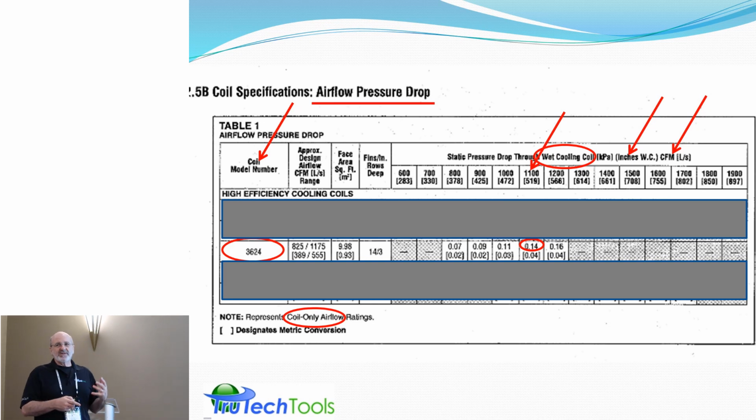The charts also are all different in the way they're laid out, so you have to spend a couple of minutes just understanding. This one has inches of water column and CFM. The CFM is in the top row, the inches of water column is in the chart here, and then the metric equivalents are down below. You also have to match it up to the coil in this case, because it's a coil-only rating. You'd have to make sure you're using that coil.